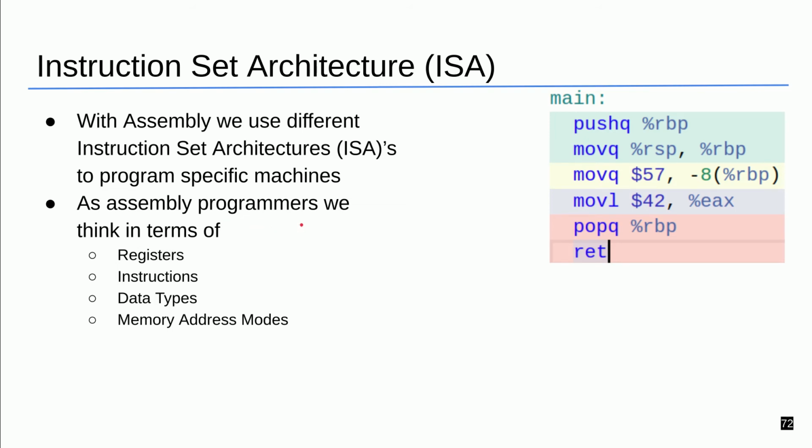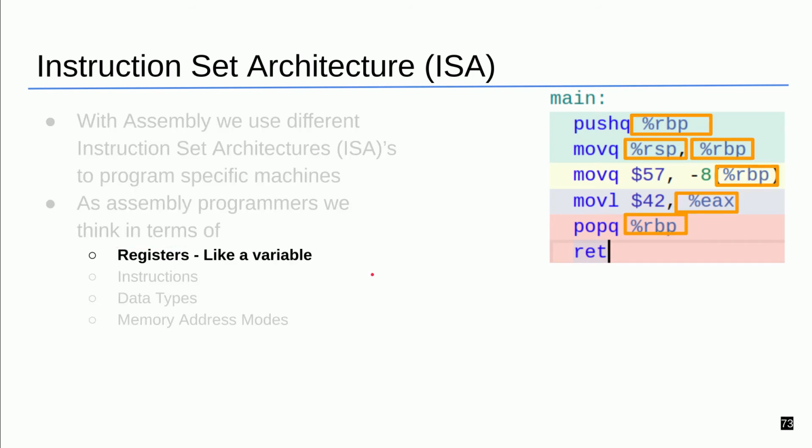And as assembly programmers, we think of things in terms of registers, instructions, data types, and memory address modes. That's it, just 4 things. The whole language, you're going to learn it in the next 20 or so minutes while we wrap up the entirety of assembly language, okay? So here's registers, they're like variables. You can think of like a cache register, you store something in it.